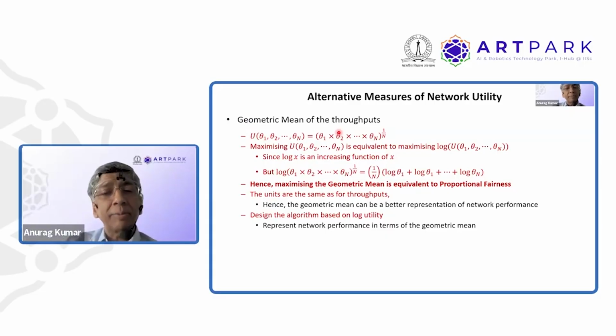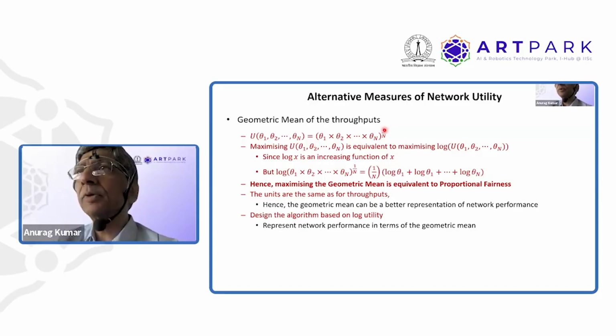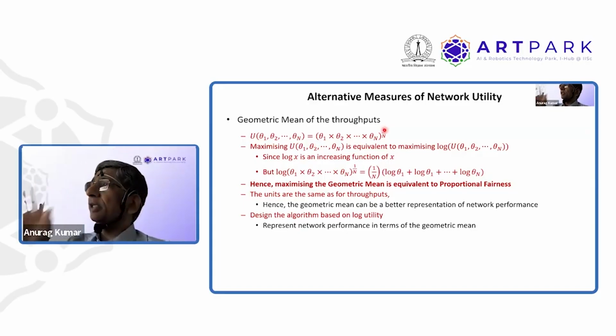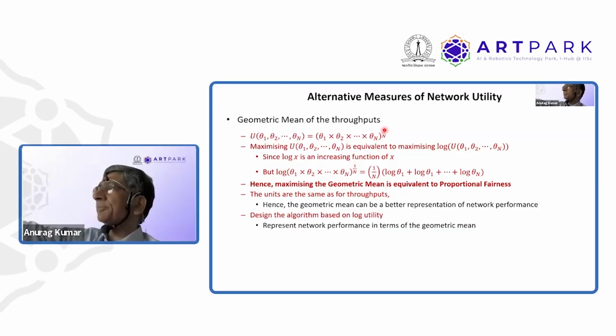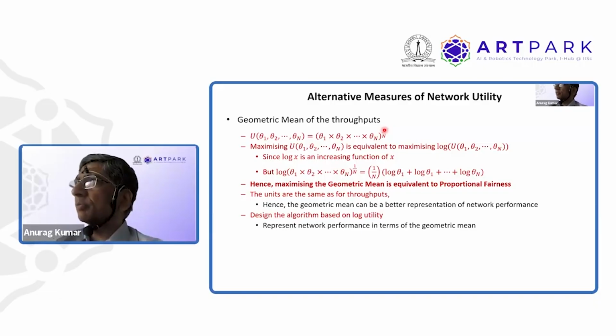You all know about arithmetic mean. Geometric mean is also something you may have seen before. If you have n numbers, geometric mean is just this: multiply them, take the nth root. That's geometric mean. Suppose that I use this as a measure of my network's performance. I take all throughputs, theta 1, theta 2, theta n, multiply them, take the nth root, and I use that as my measure of performance. And suppose I want to maximize that.